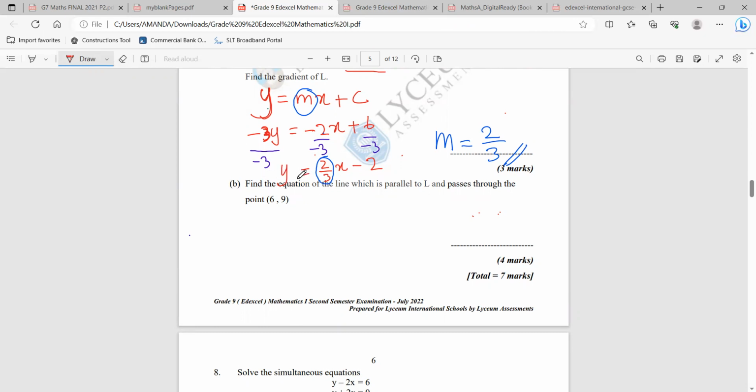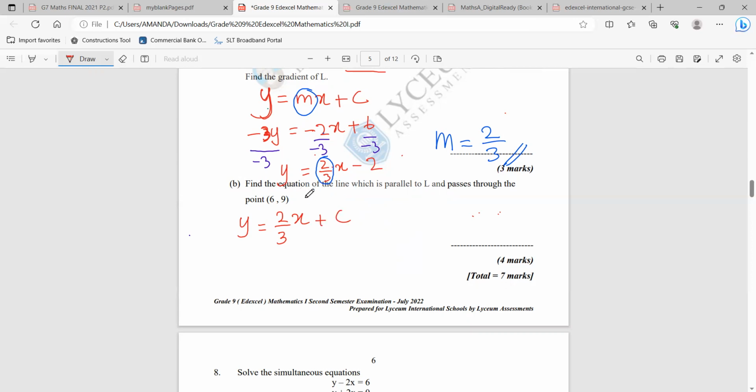Now L is y equals 2/3 of x minus 2. So we need to find a line parallel to this. When the lines are parallel, the gradients are equal. So for this new line, we are going to have a formula similar to this: y equals, because we're going to have the same gradient for this x, and then we don't know what c is. That's what we need to find through the information given in the question.